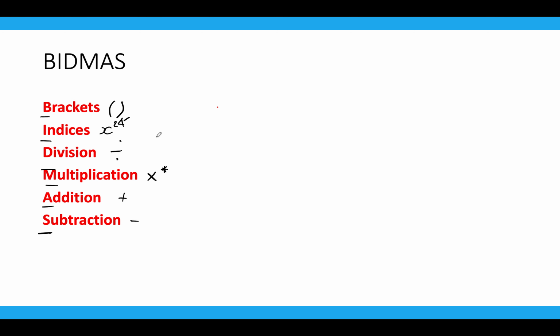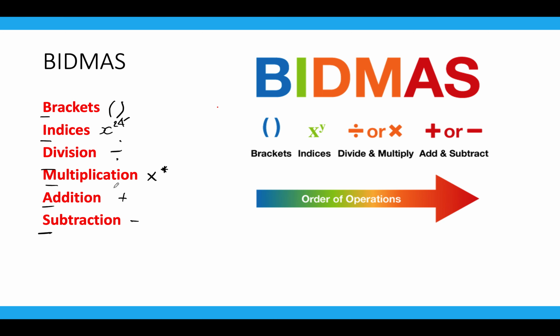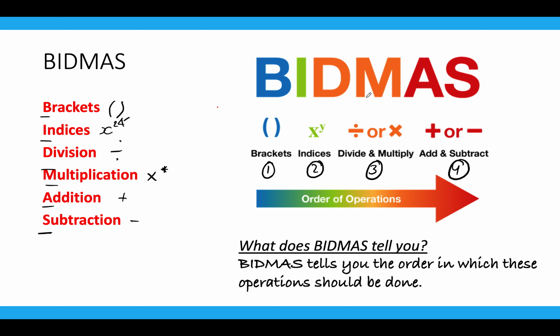BIDMAS means that it has to be followed in this order. And over here we have an image. BIDMAS tells us the order of operations. We have brackets over here. So you start off with brackets, then you move on to indices, and then you can either have divide or multiply, any of them, because they're both at the same level. And then you can have either add or subtract because they're both at the same level as well. The exact definition is that BIDMAS tells you the order in which these operations should be done.